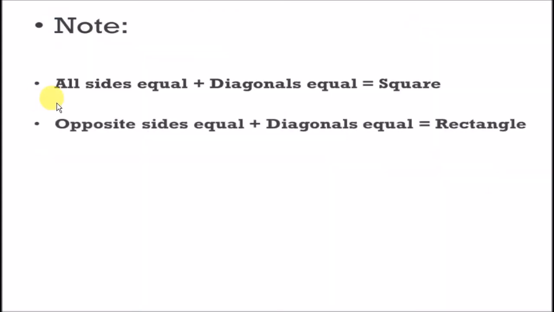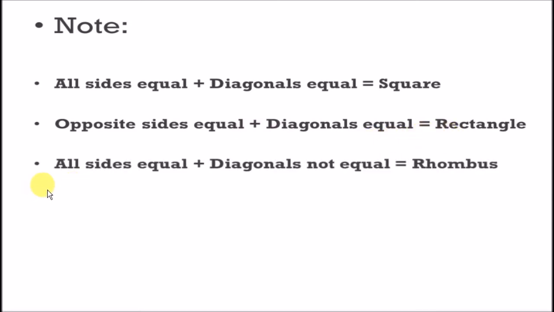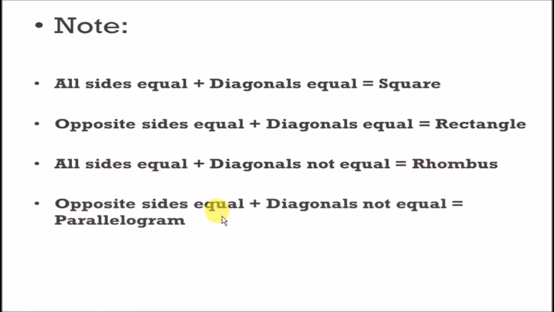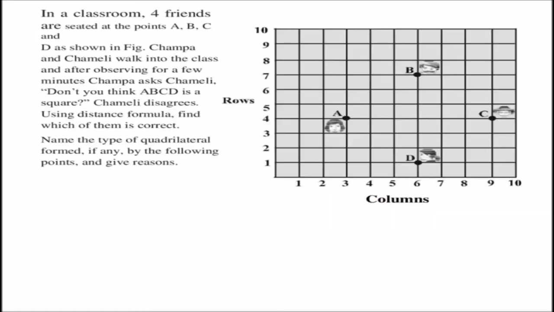So in a nutshell, we can say that if all sides are equal plus the diagonals are also equal, then the quadrilateral is a square. If opposite sides are equal plus the diagonals are equal, then the quadrilateral is a rectangle. If all sides are equal but diagonals are not equal, then it's a rhombus. And if opposite sides are equal but the diagonals are not equal, then it's a parallelogram.